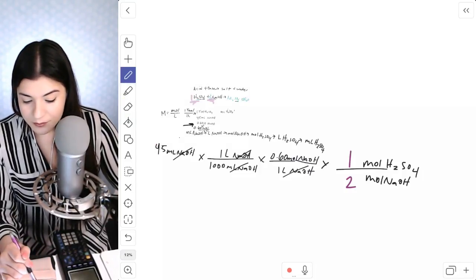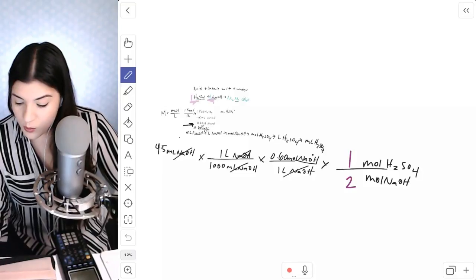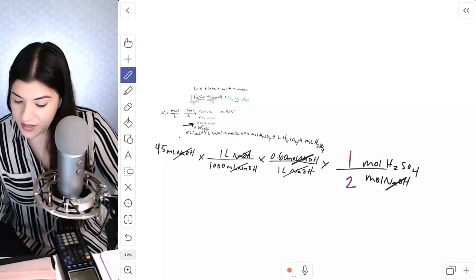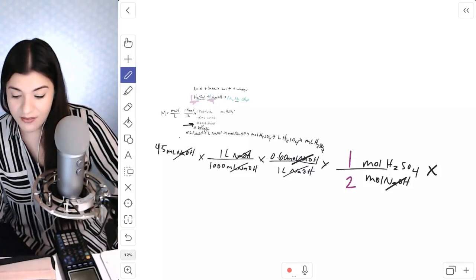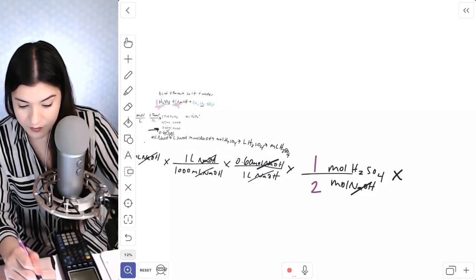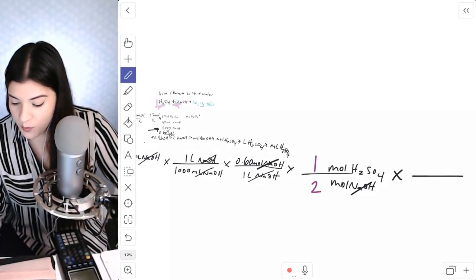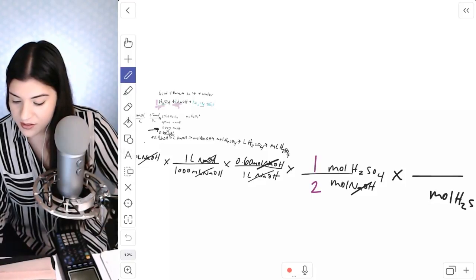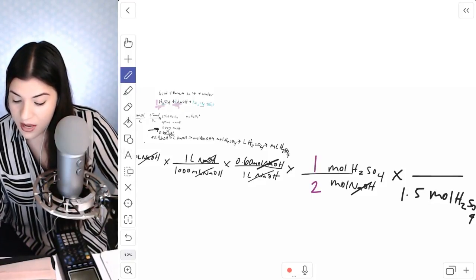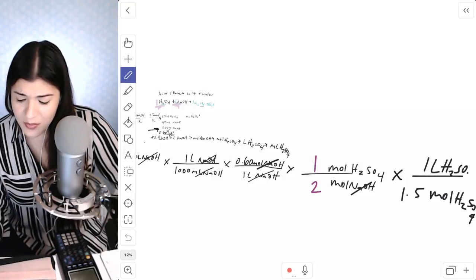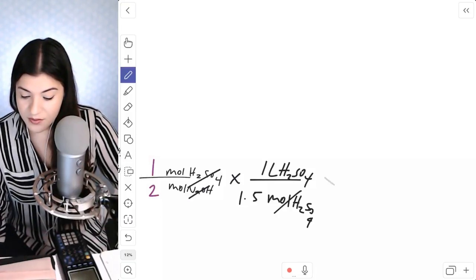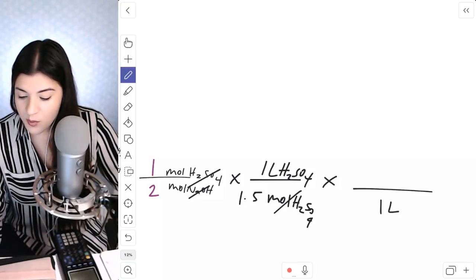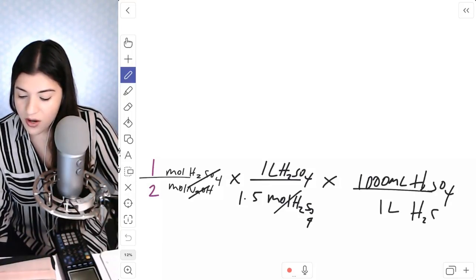And then I'm going to keep going. And moles of NaOH would cancel. Next, I need the molarity of H2SO4 that was also given. So on the bottom, I'm going to put moles of H2SO4 so they can cancel, which would be 1.5, and 1 liter of H2SO4. Last step, since our moles and moles cancel, is to just convert this liter to milliliters. So on the bottom, I'll put 1 liter. On top would be 1,000 milliliters. And this is H2SO4.